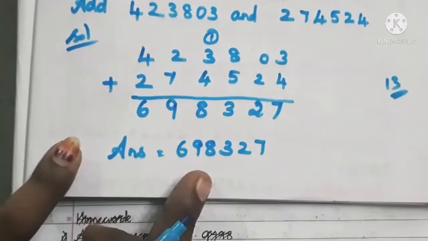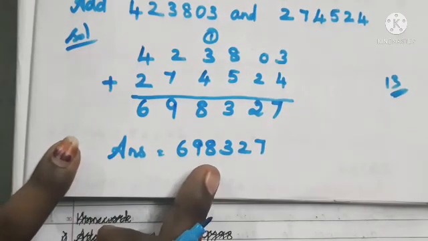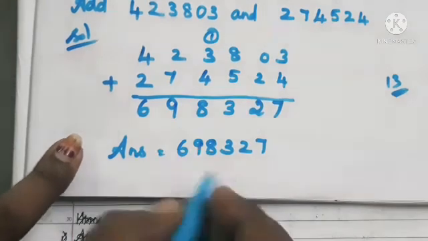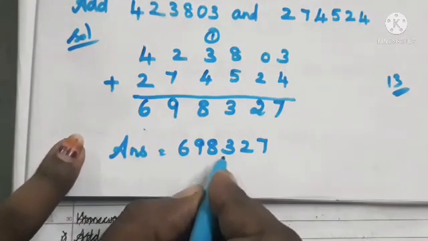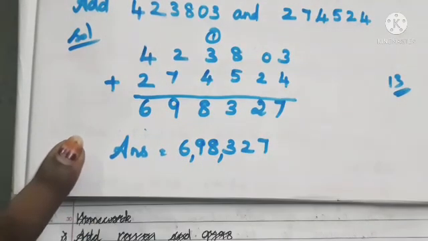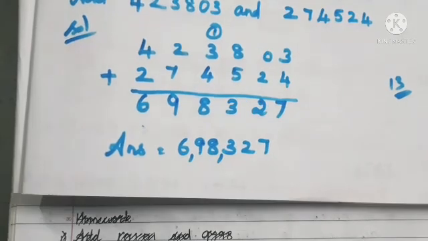Next we can place the comma at the proper place according to the Indian system of numeration. So ones, tens, hundreds, and afterwards we place the comma. Then thousands, ten thousands, afterwards you have to place the comma. So we got 6,98,327 as our answer. Have you understood this?